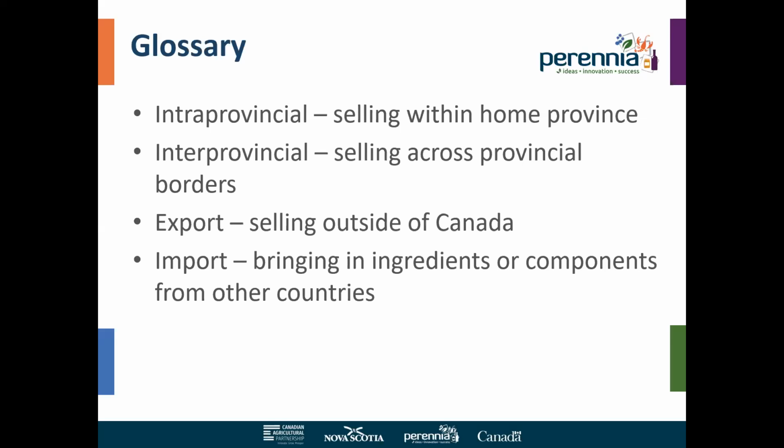So just a quick little glossary so that everybody's clear. Intra-provincial means selling within your home province. So if it's Nova Scotia, you're only selling within Nova Scotia. Interprovincial means selling across provincial borders, but within Canada. And then export is selling outside of Canada. And importing is when you're bringing in any ingredients or components from other countries.